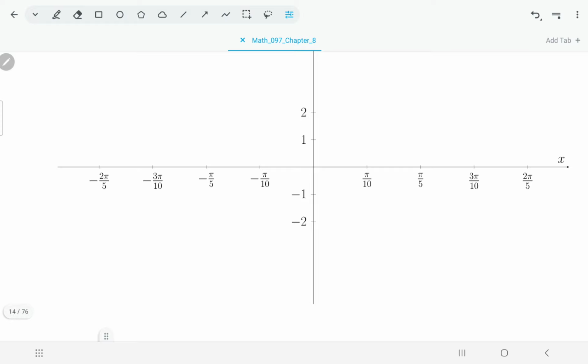And now I'm just going to start plotting my points. We had 0, 0. We had pi over 10, negative 2. Pi over 5, 0. 3 pi over 10, 2. And then 2 pi over 5, 0. And that's one full cycle. And I'm going to do my best to make this look nice.